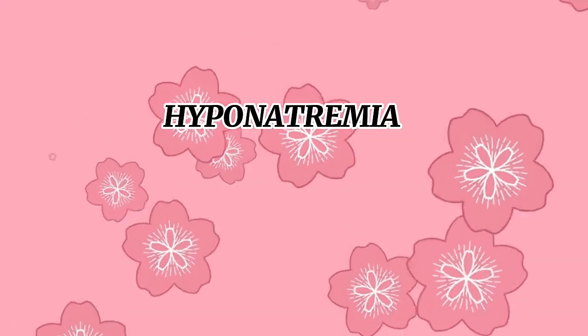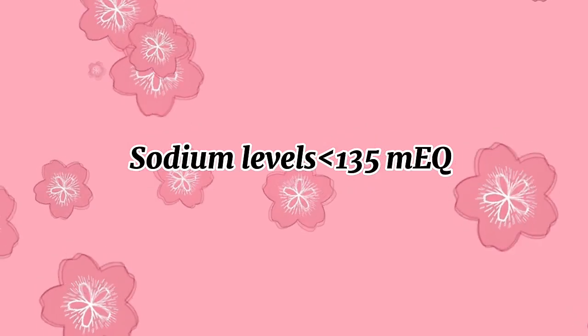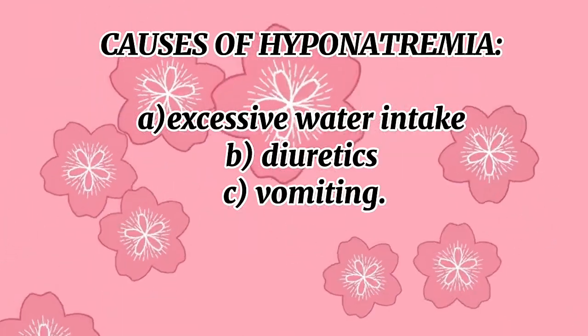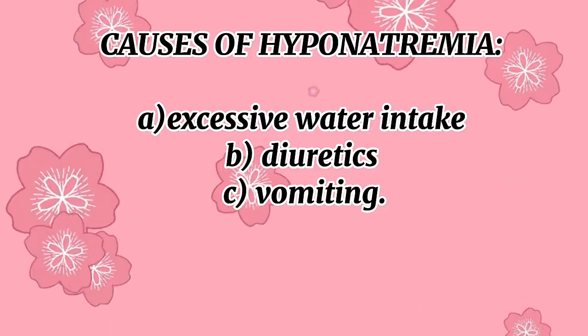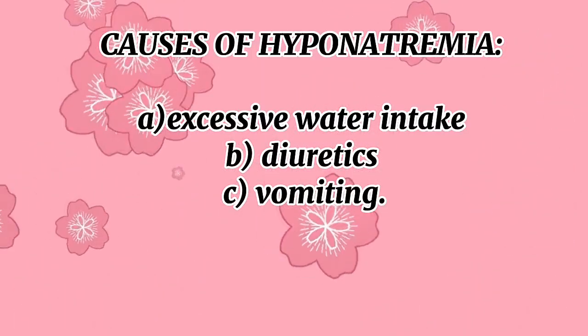So now let's dive into hyponatremia, and these are sodium levels of below 135. So what are the causes of this? Excessive water intake, diuretics, and vomiting. Now, see how water is important. It is also okay to take it in moderation, so that you don't incur this side effect of hyponatremia, diluting so much of your sodium.